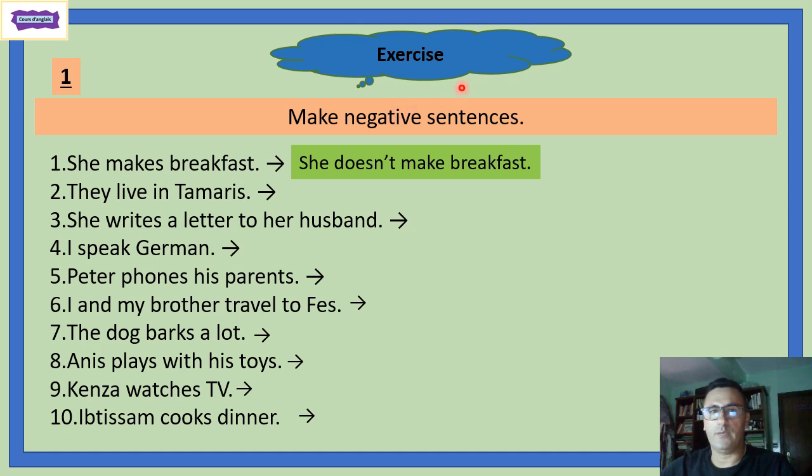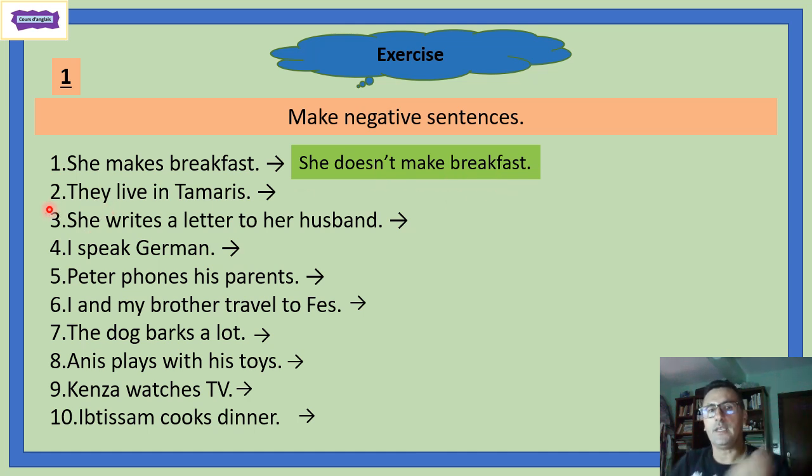Alors, exercice maintenant, exercise. Make negative sentences, c'est-à-dire, vous allez essayer de mettre toutes ces phrases à la forme négative. Par exemple, 1. She makes breakfast. Cette phrase est à la forme affirmative. Et vous, maintenant, vous allez essayer de la mettre à la forme négative. Ça va nous donner: She doesn't make breakfast.